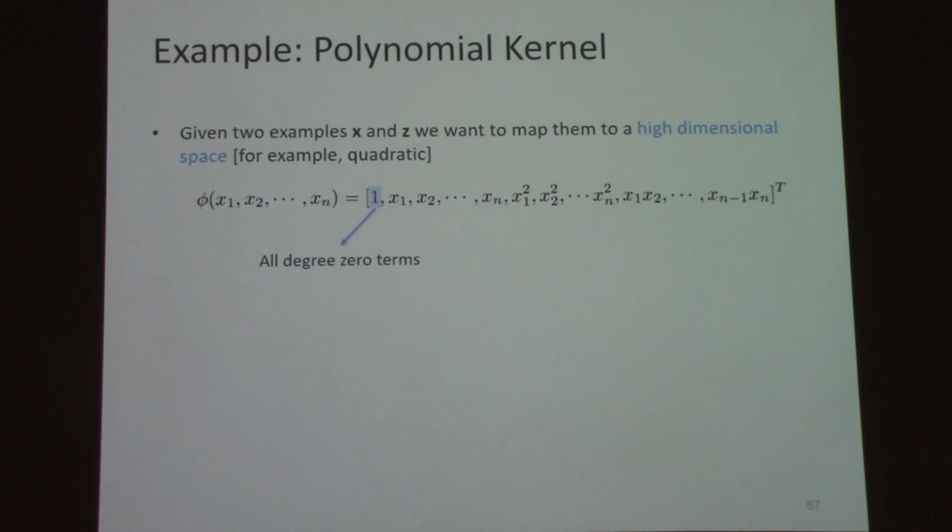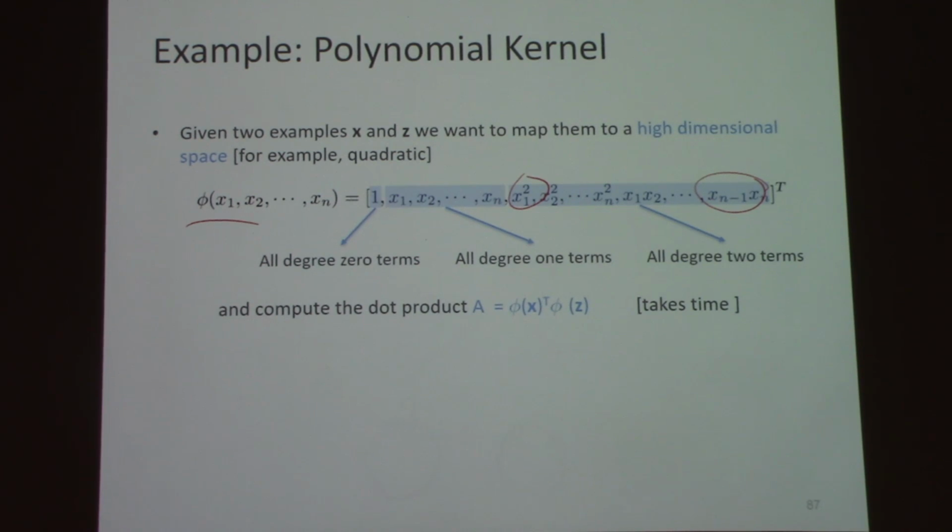various degree terms. You have all 0 degree terms, that's just the number 1. You have all linear terms, all the x1 through xn. You have all degree 2 terms, terms that look like squares and also these products. So if you have n things here, there will be n choose 2. The dimensionality of phi is n choose 2. Right? It's huge. If you have a 1,000 dimensional space, you go to a 1,000 squared dimensional space.